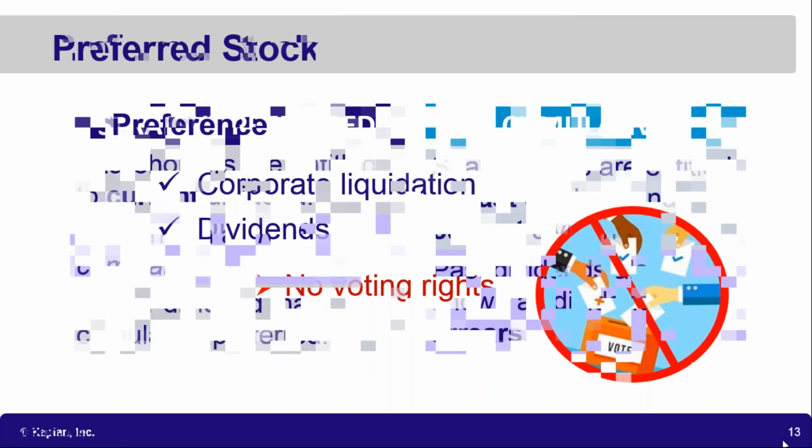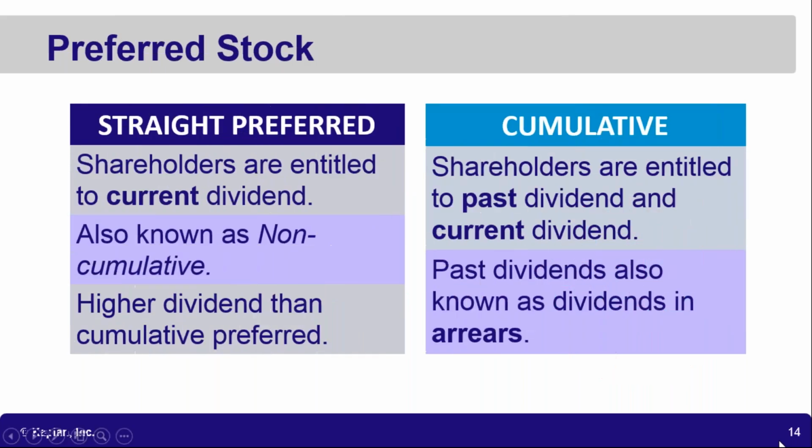So we have different types of preferred stock. There's quite a few different kinds actually, but we do have straight preferred and we have cumulative preferred. Those are probably the two most common ones out there. Straight preferred is where you're just going to get the current dividend that is declared by the board of directors for the year. That's all you're going to get. If they do miss dividends in some years, you're not going to get caught up.